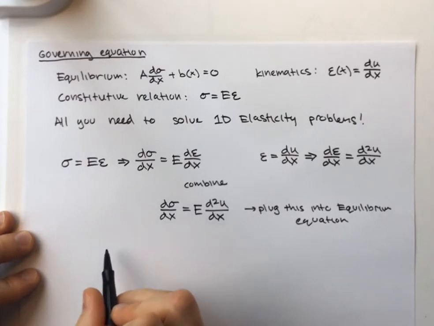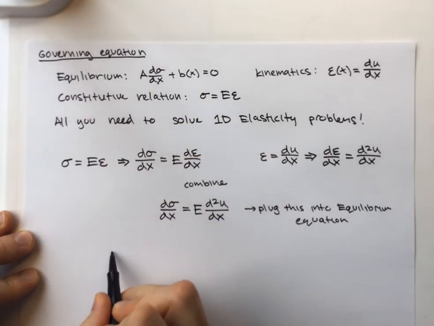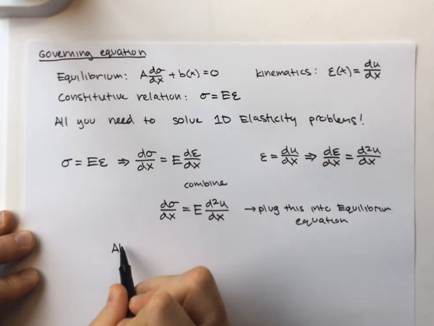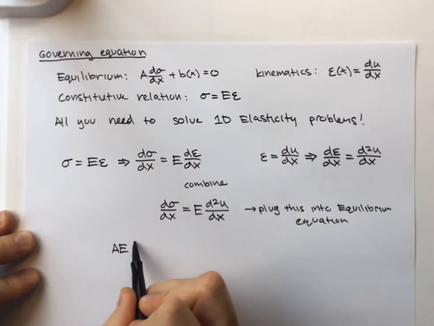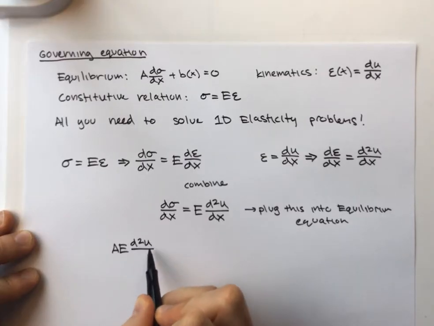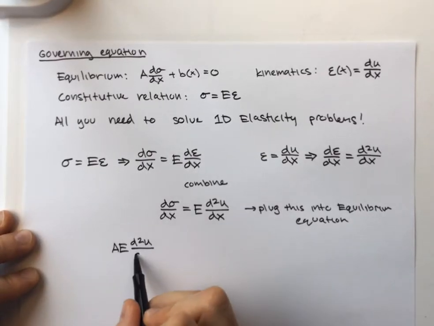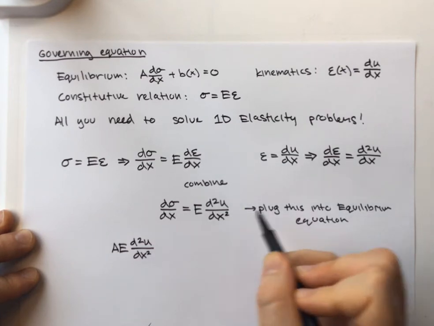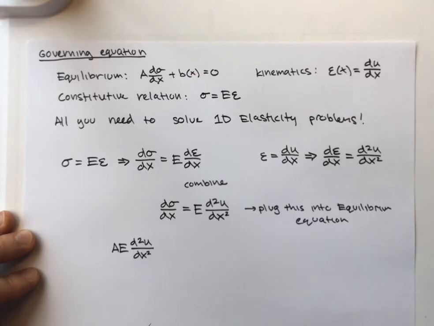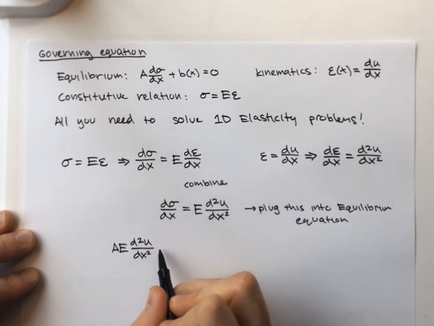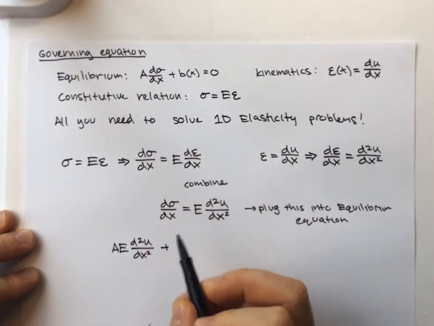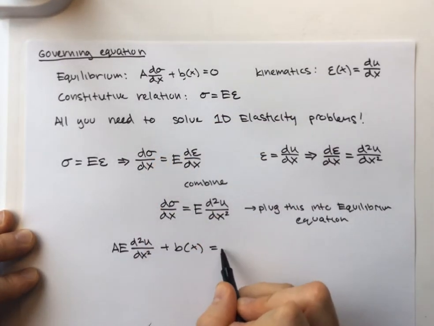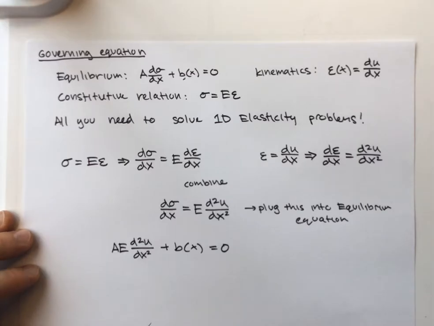And if we do that, we're going to get here A, right? We have the area out front. We have E, the elastic modulus. We're going to have the second derivative of the displacement with respect to x. I think we should have some squares here. Excuse me. Now we're going to add to that B of x, and that's got to equal 0. And there you have it.